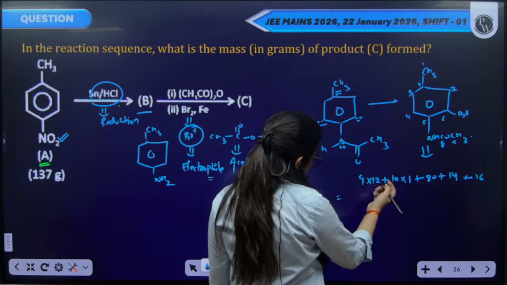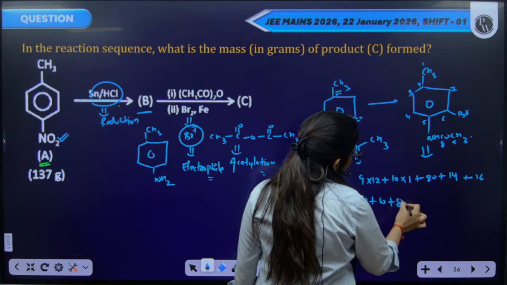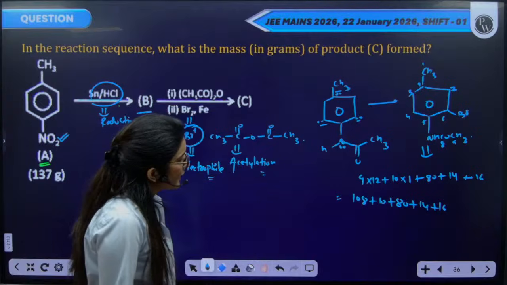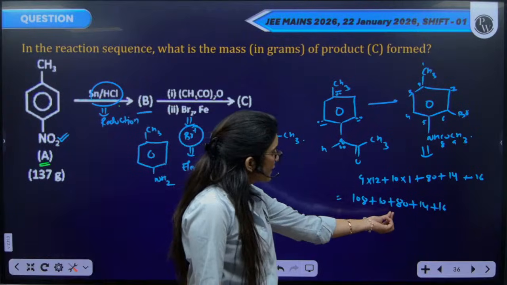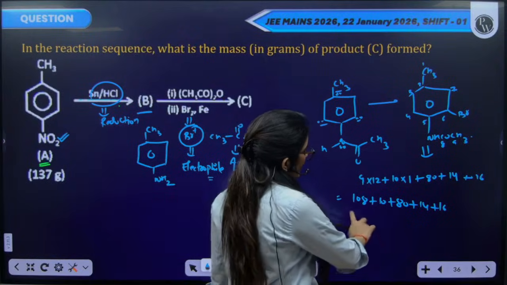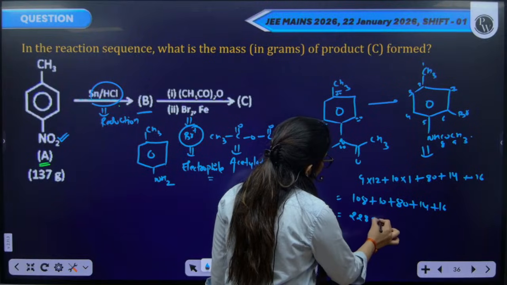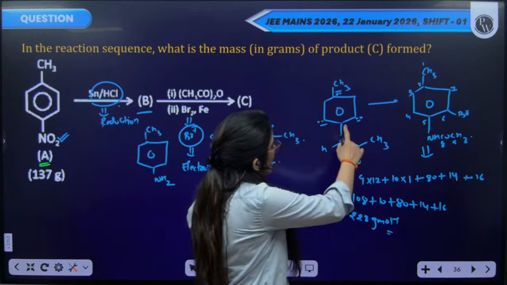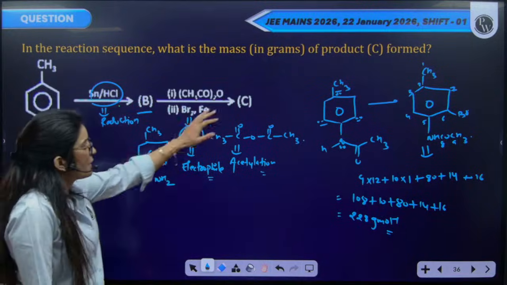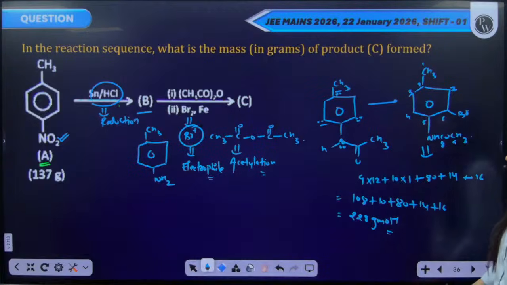Just solve it out. This will be 108 plus 10 plus 80 plus 14 plus 16. 16 plus 14 is 30. 30 plus 80 is 110. 110 plus 10 is 120. 120 plus 108 is 228. So 228 gram per mole will be the mass of the compound formed after the completion of the reaction, that is, the mass of the C product will be 228 gram per mole. I hope that is clear to you.